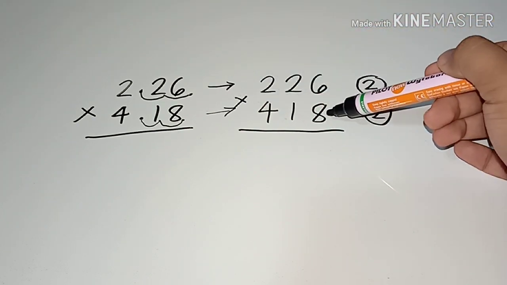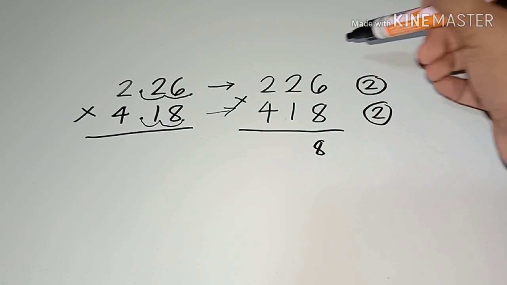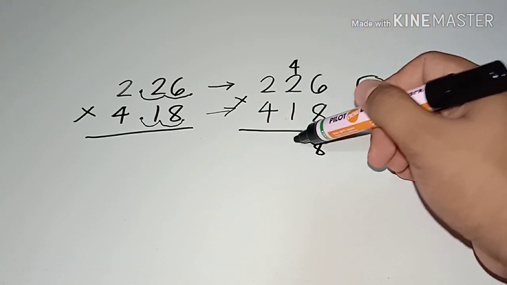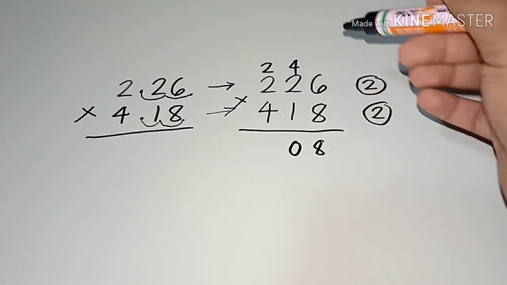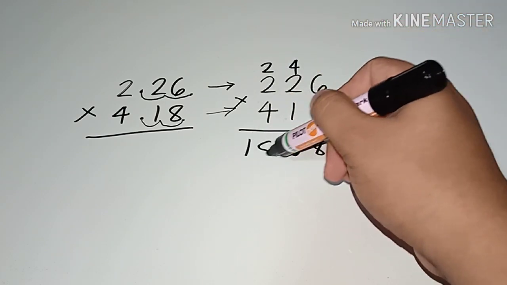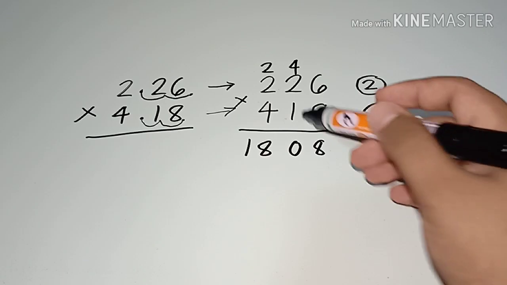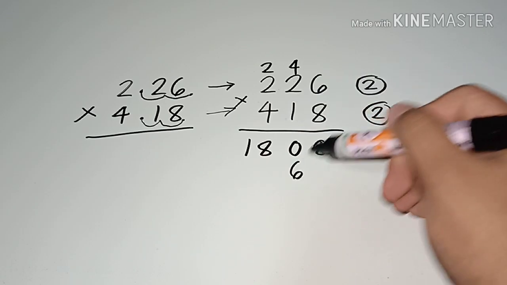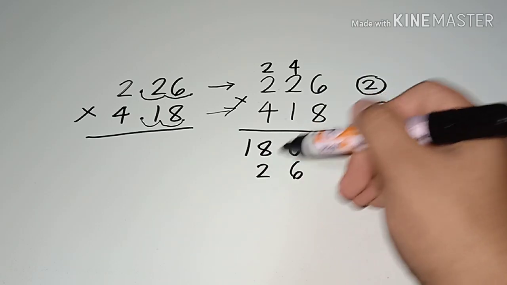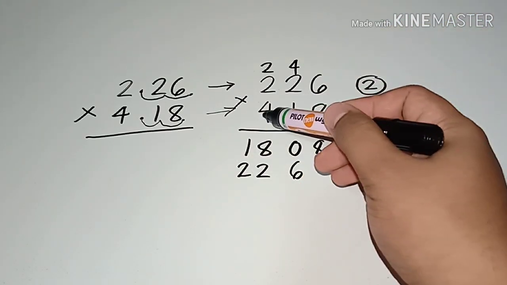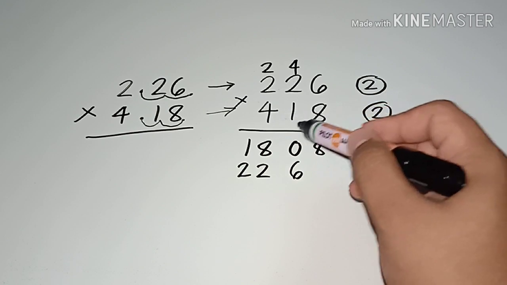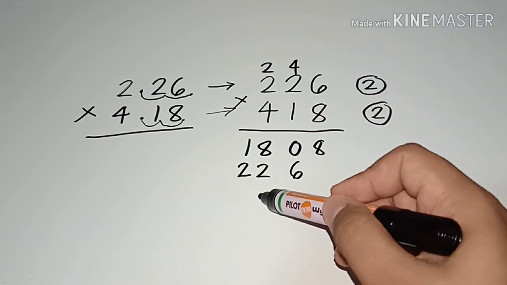We'll start first with the ones place. 8 times 6 is 48. 8 times 2 is 16 plus 4 is 20. 8 times 2 is 16 plus 2 is 18. So this time we will start with the tens place. 1 times 6 is 6. 1 times 2 is 2, and 1 times 2 is 2. And this time we still have a hundreds place, so we also put it here in the hundreds place.